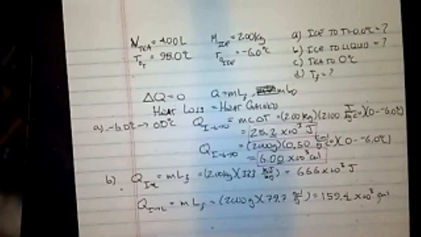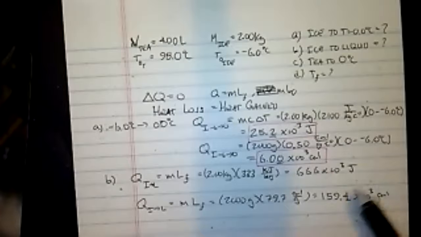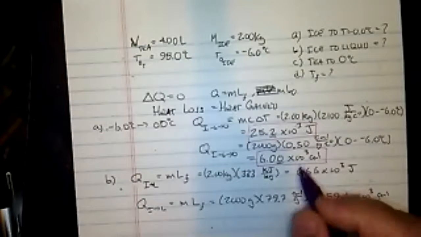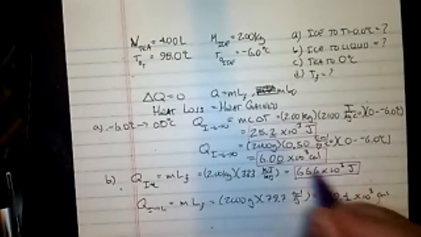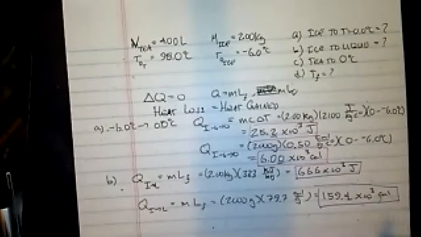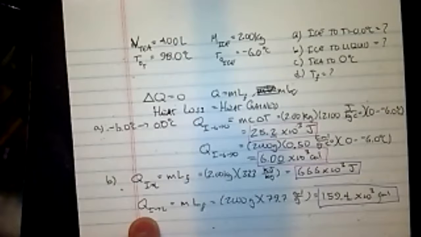Calories, again, lowercase calories. If you multiply this times 4.186, then you will obviously get the joule figure that I have up here, at least close enough. So this is the answer to B. 666 kilojoules, or 159,000 calories, to bring the ice from the solid state to the liquid state.